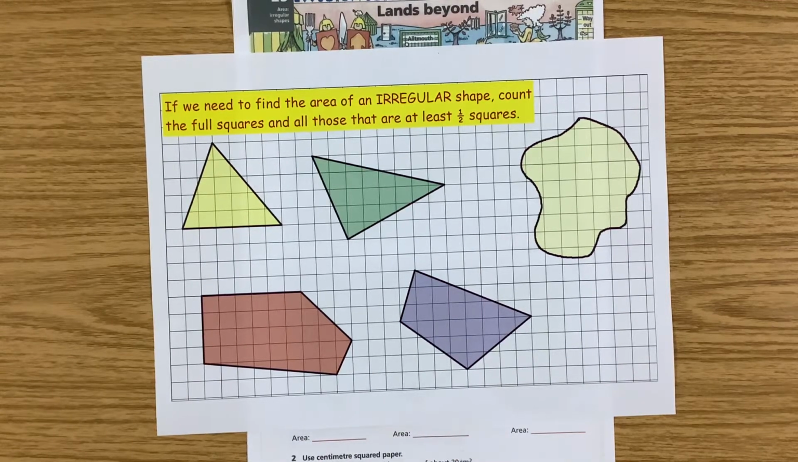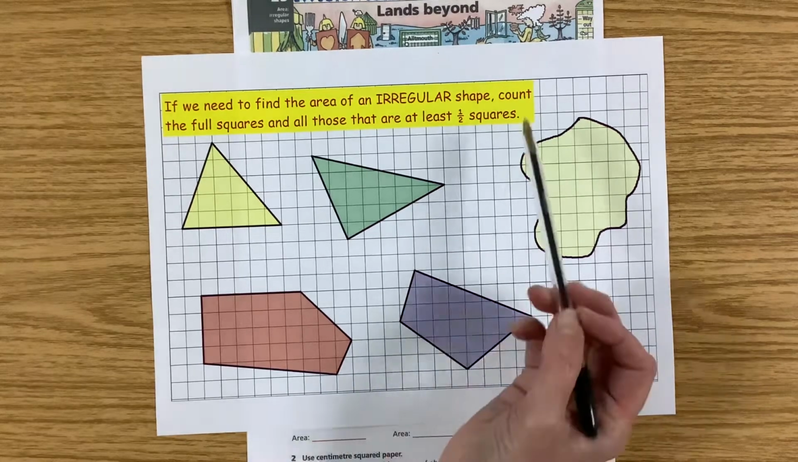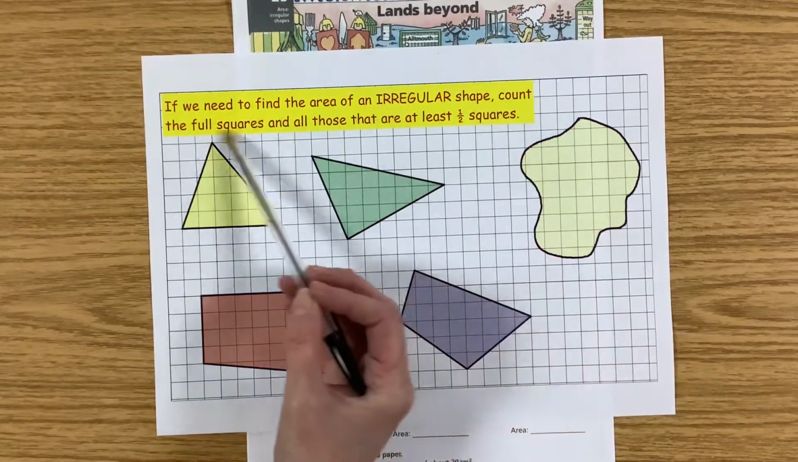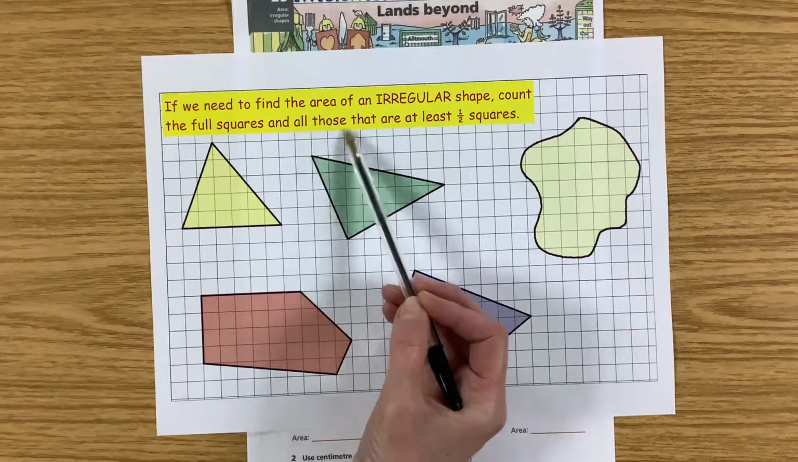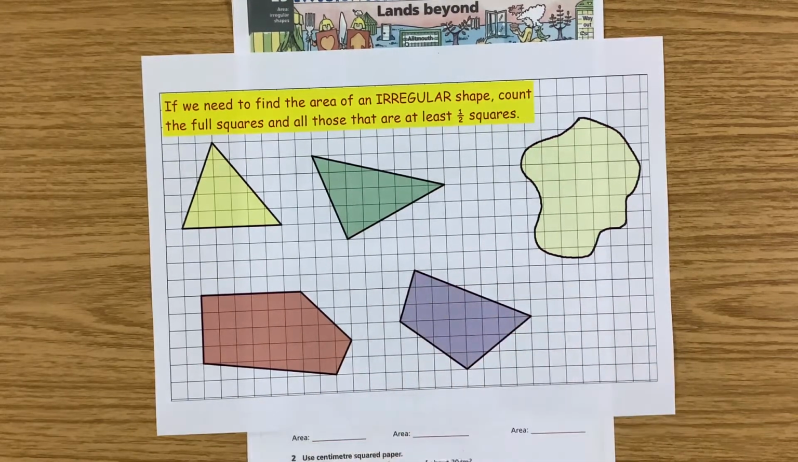Let's take this one. I wonder if we could work out the approximate area. We're not going to be able to work out the very exact area, but we're going to work out an approximate area. Now, with shapes like this, what I have to do is count the full squares and all those that are at least half a square.